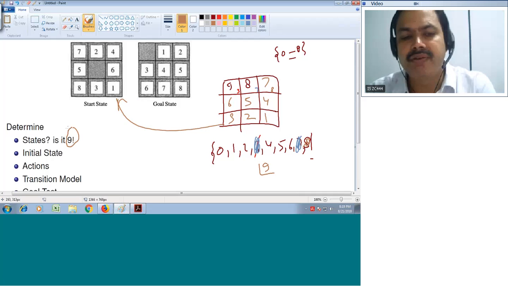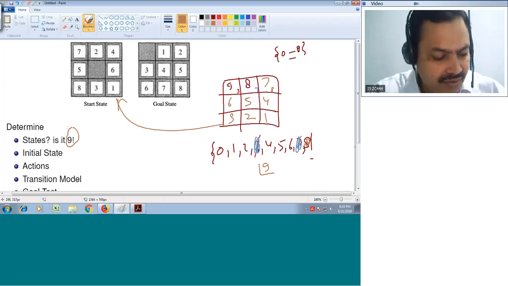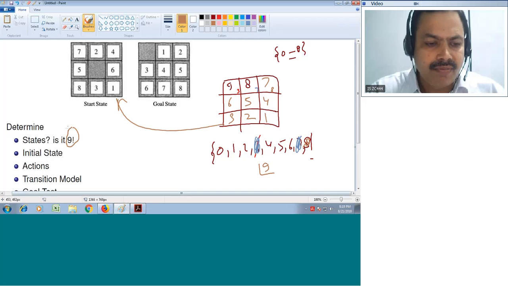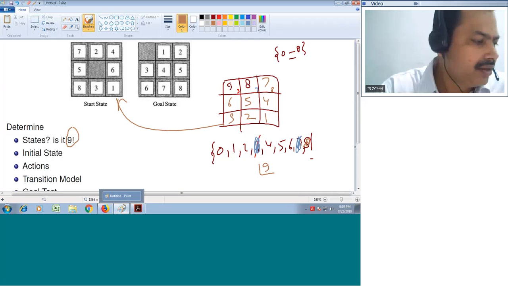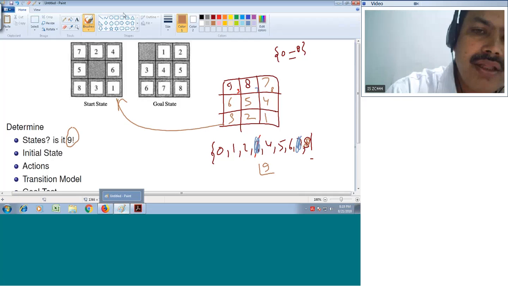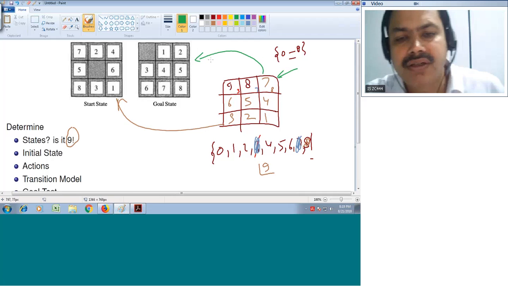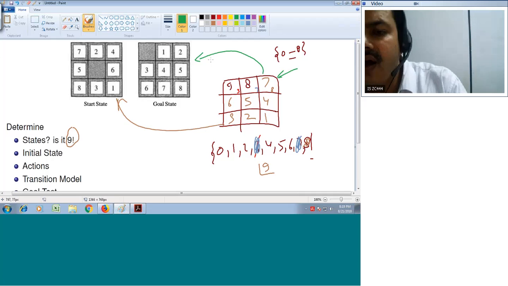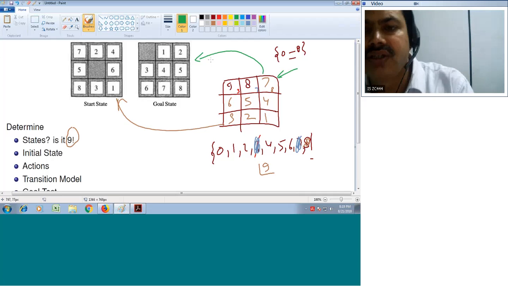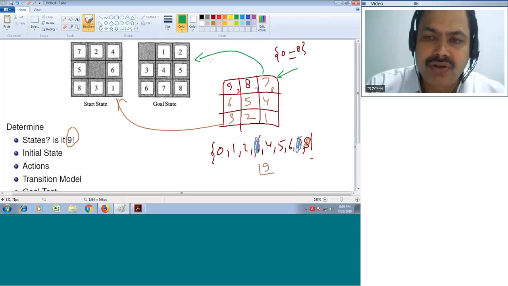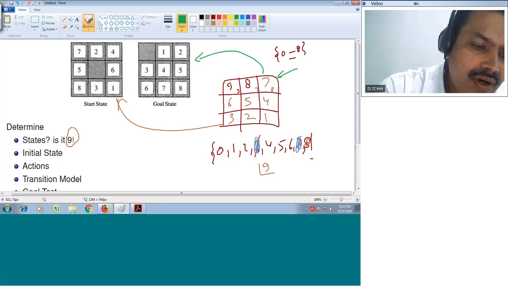Factorial 9. Everybody with me? How many states do we have? It is factorial 9. But then again, we have a problem: the domain experts tell us that if you create this configuration, can you solve it to reach the goal? It may not be possible. They tell us that half of them are such that you cannot reach the solution. So the total number of states is factorial 9 by 2.